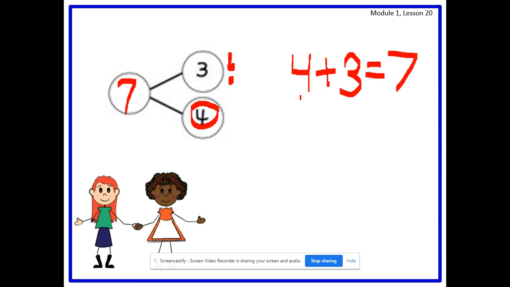Now read the number sentence with me. Get ready. 4 plus 3 equals 7. Awesome. Now let's use the commutative property. It's a big word, but all we're going to do to use the commutative property is just flip the parts. So instead of starting with the larger part, let's start with 3. Help me out. Get ready. 3 plus 4 equals 7. So even though we flip the parts, we still have the same total.